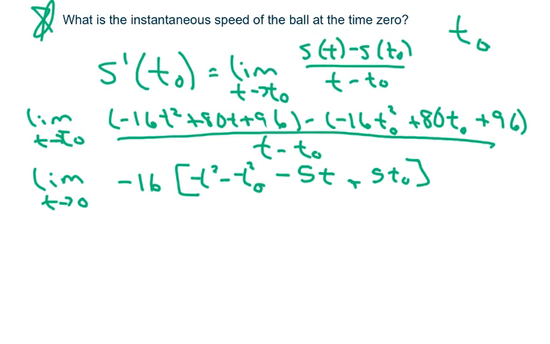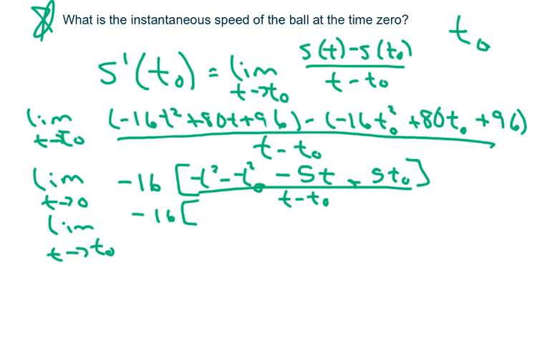Alright, and now what I'm going to do is factor by grouping. We have the limit as the time goes to the initial time of negative 16, and this is all over, by the way, t minus t0, the initial time. So we're going to factor this out and get t plus t0 times t minus t0. I'm factoring this part out. Minus 5 times t minus t0.